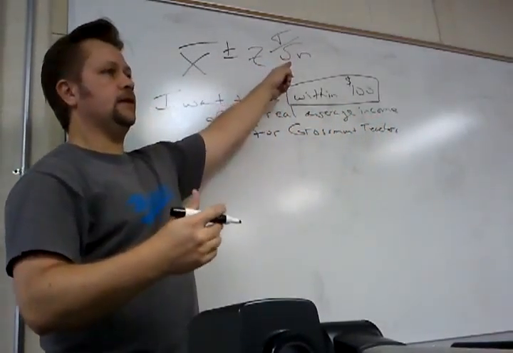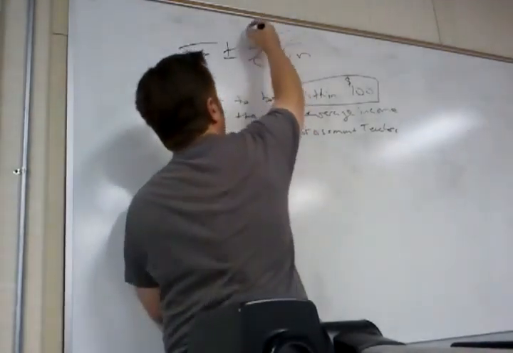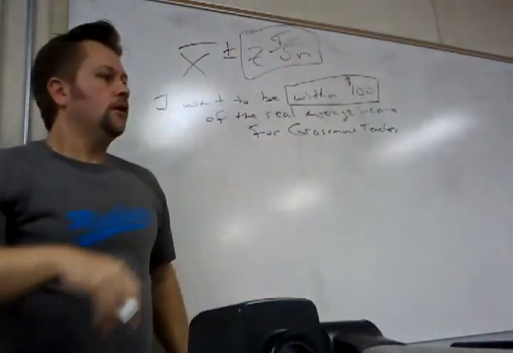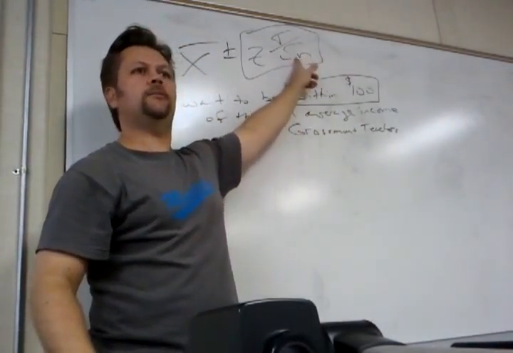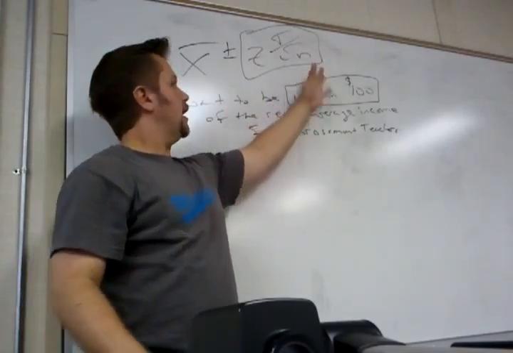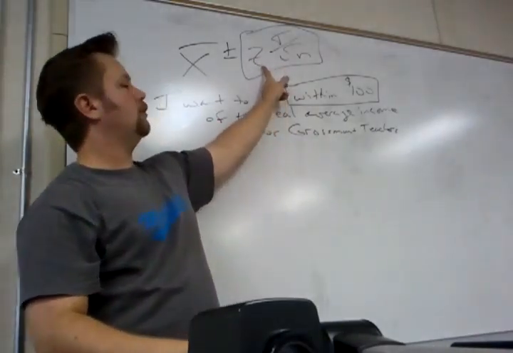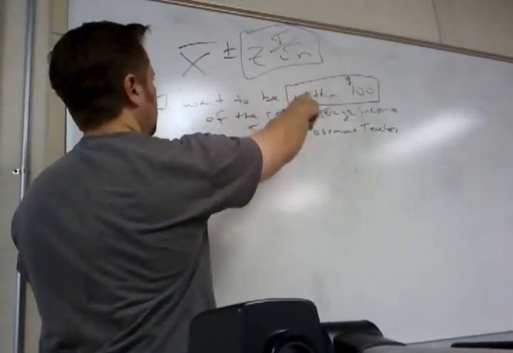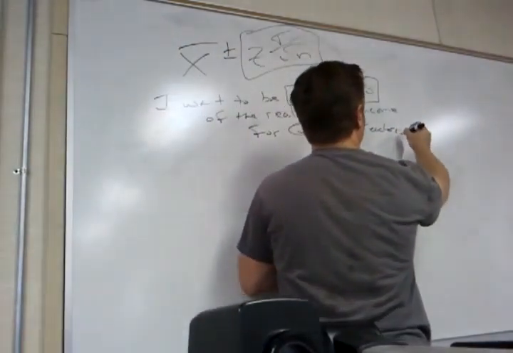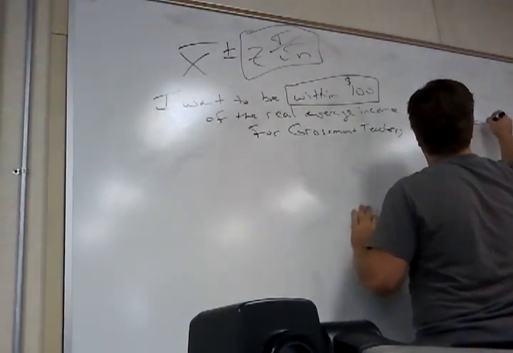What part of this is within? What part of this is how much I think I'm off by? The error. Good. So this is the error. That's what I want the error to be, right? So they have to tell me what the standard deviation is, and I have to kind of know how confident I want to be about this. So let's say I want to be within $100 of the real average income for Grossmont students at a 90% confidence.